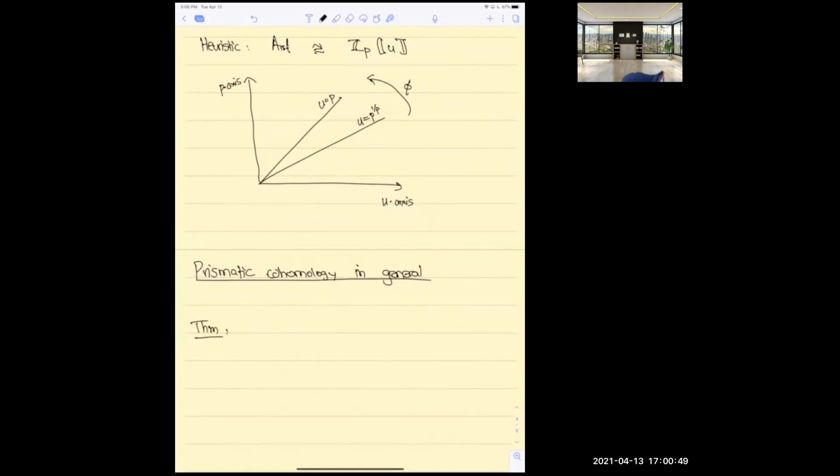So I go back to my original setup. I had my X over OC, which was this smooth and projective variety. And to this, we attach a cohomology theory. We'll denote it as H star sub prism of X. This is a cohomology theory valued in finitely generated modules over A-inf.